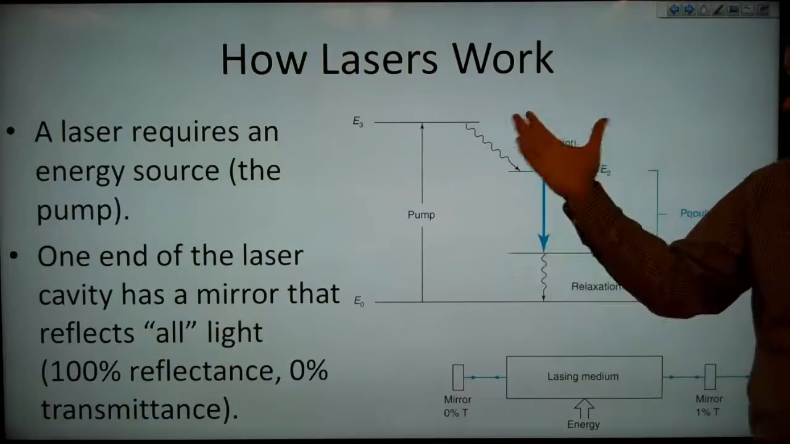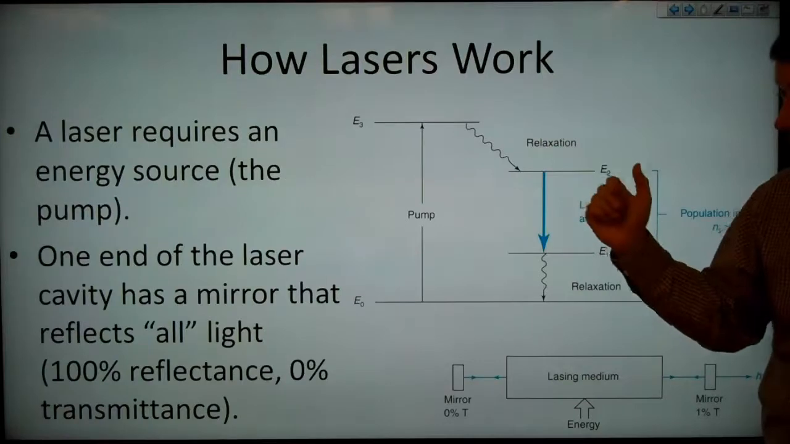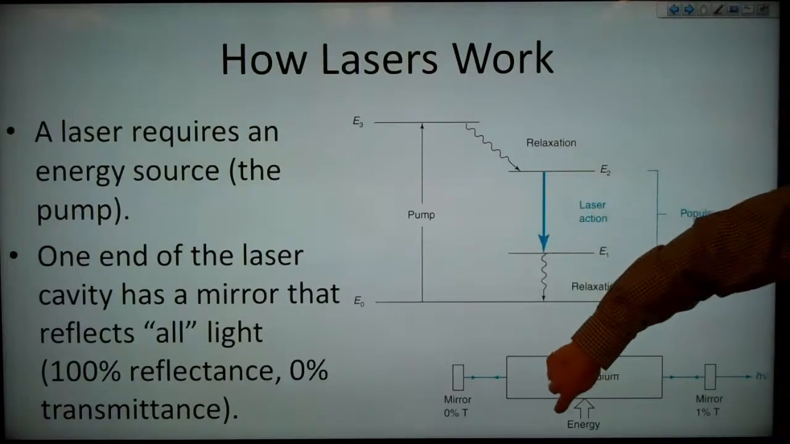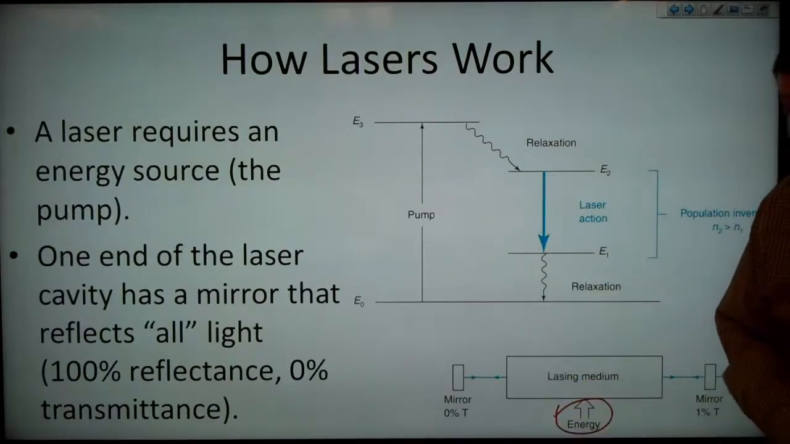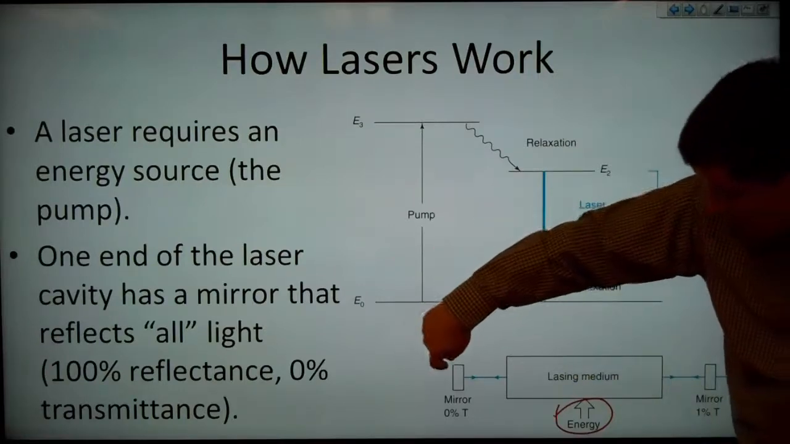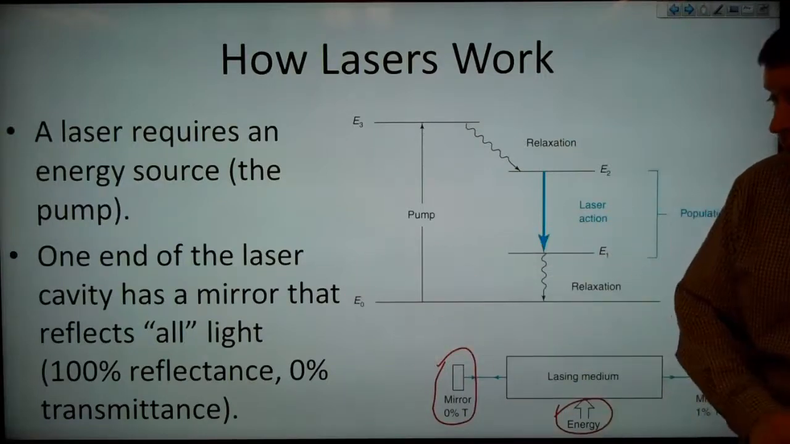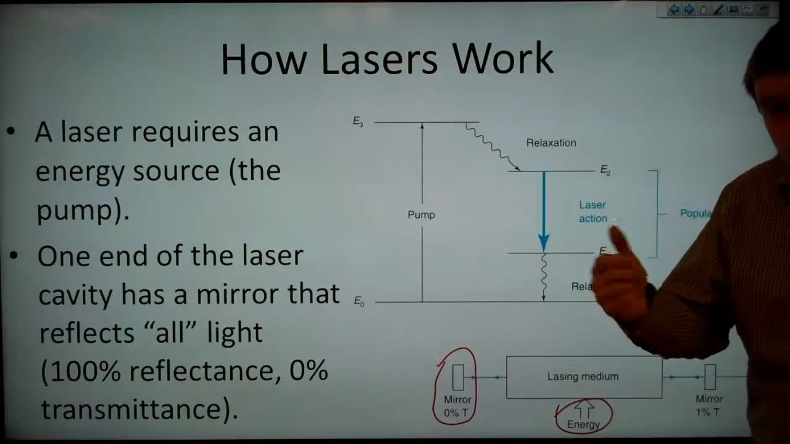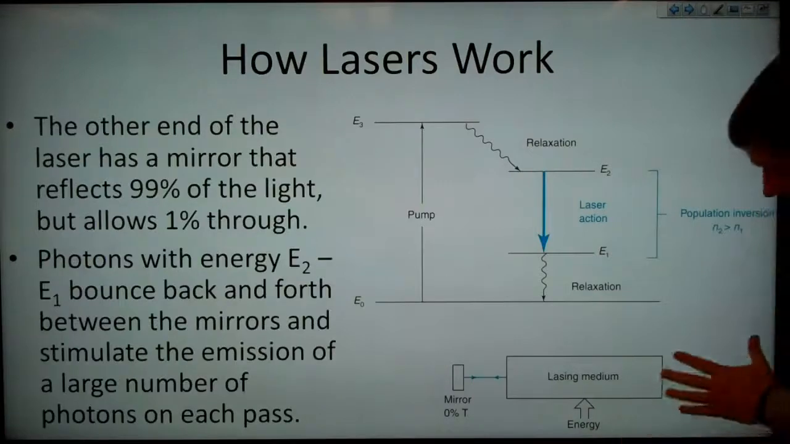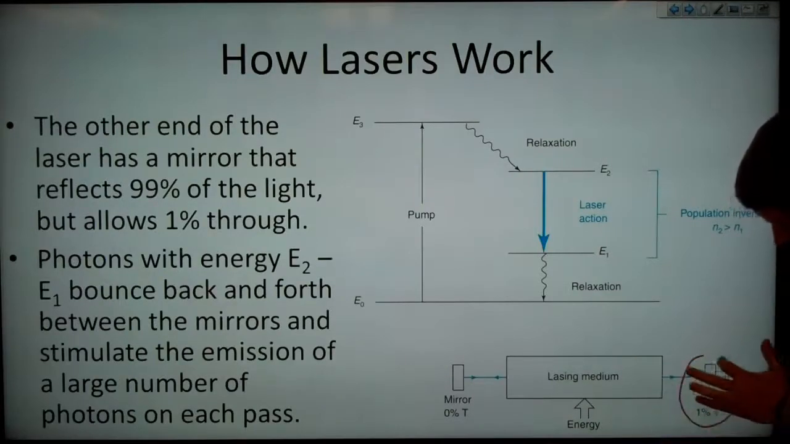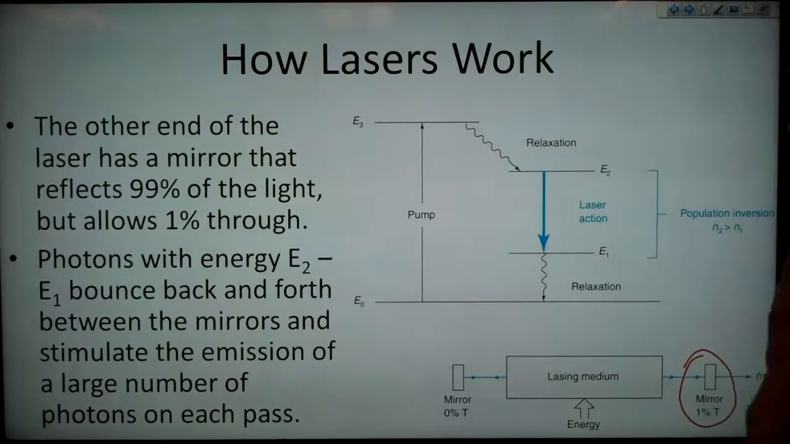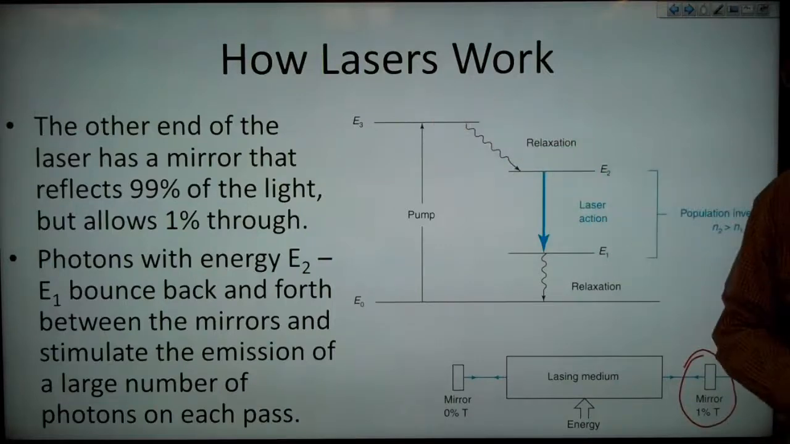So a laser requires some energy source. This is our pump, and that's over here. We're putting some energy in. And then on one end of the laser, we have a mirror that reflects all light, and that's what we have over here. So this is a mirror that reflects 100% of our light. There's 0% of the light getting through it. And now at the other end of our lasing cavity, we have a mirror that reflects only 99% of the light, but it allows 1% of our light through.